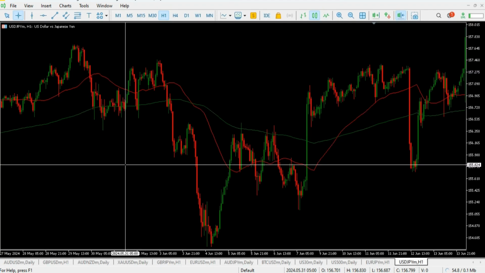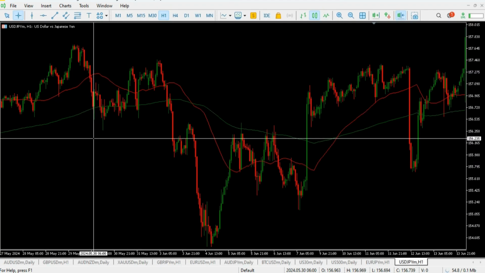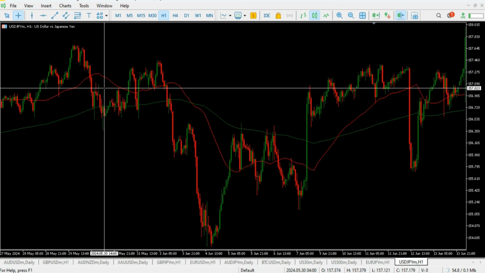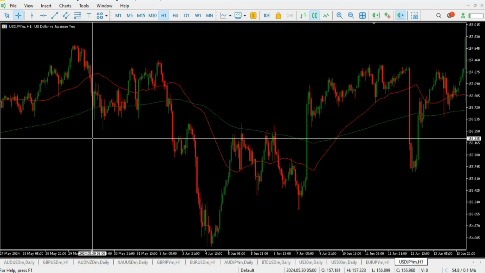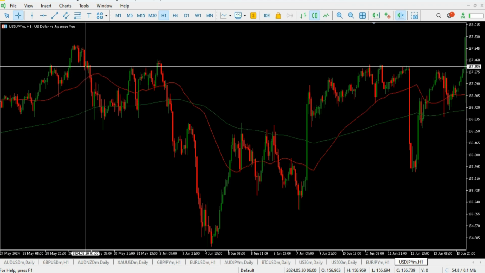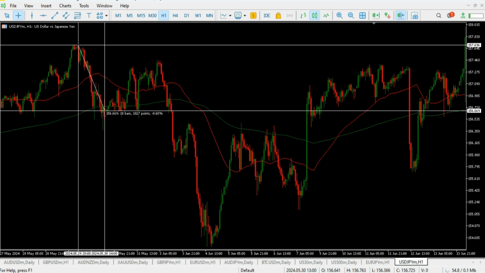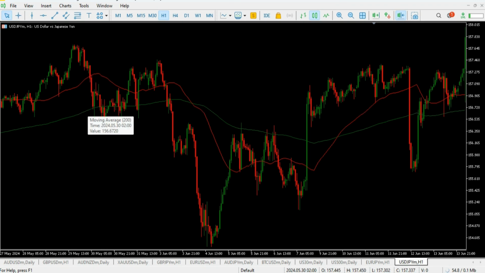Let's go down to the H1 time frame, USD JPY, and see how we can utilize the 200 exponential moving average to identify consolidation ranges and whipsaws in the market. This is the USD JPY chart. If you look closely, price has been creating pullbacks into this 200 moving average, which is the green, whereas the red is the 50 moving average.